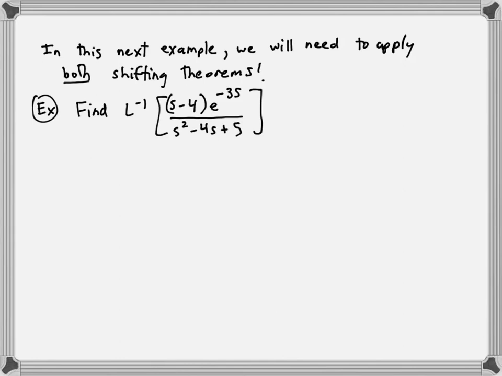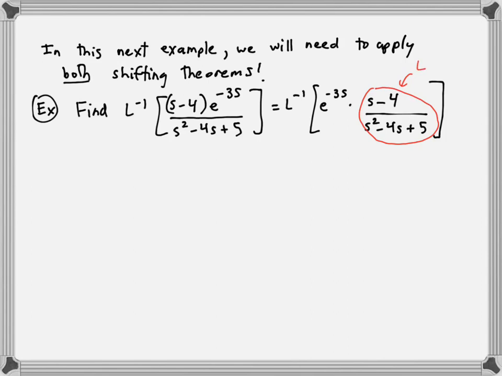Okay, so we realize that this is the same as asking for the Laplace inverse of e to the negative 3s times s minus 4 over s squared minus 4s plus 5, right? So what I need to do is write this guy right here as the Laplace of something. Or another way to think about this is you need to figure out what the Laplace inverse of that guy is. Okay, so let's see what we get here.